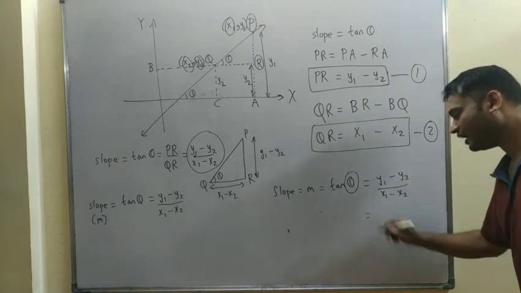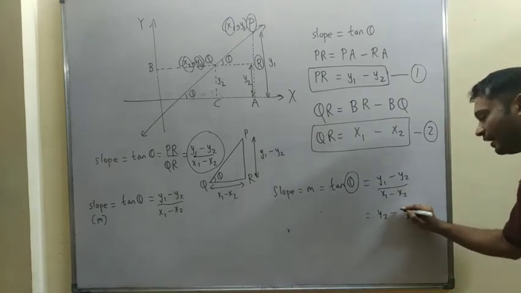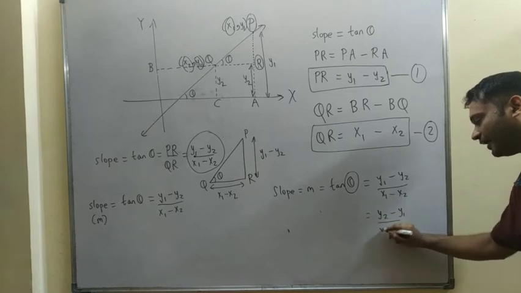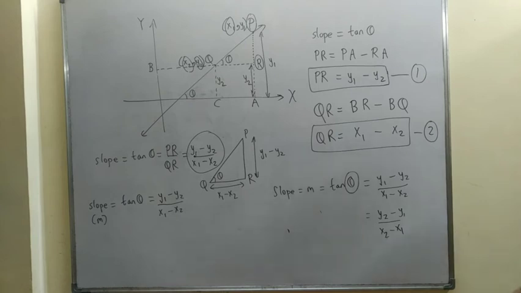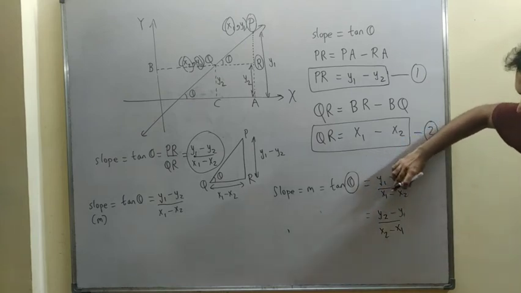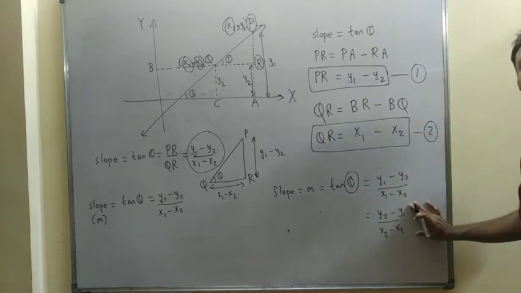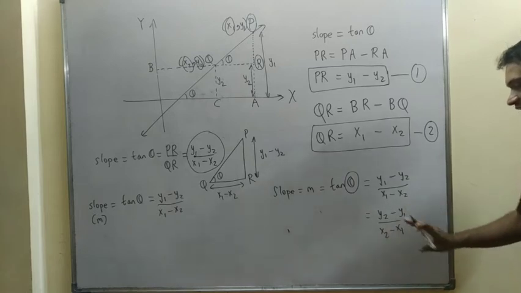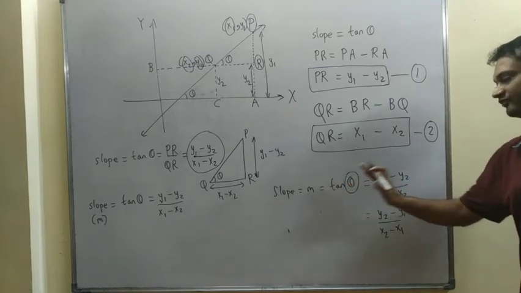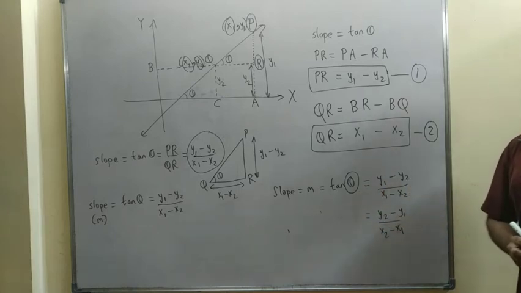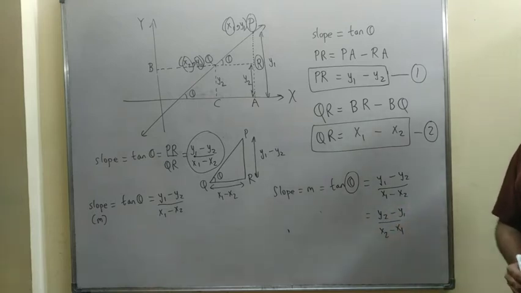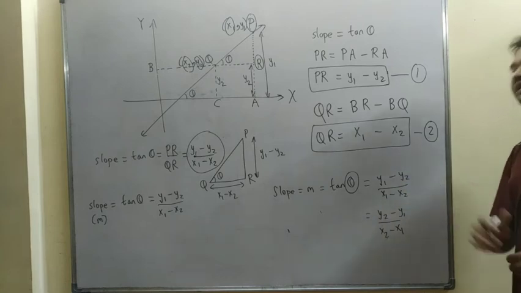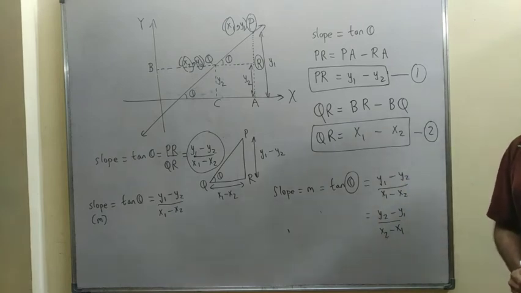Sometimes we write it another way, which is y2 minus y1 upon x2 minus x1, because these two are exactly the same. If I reverse the numerator and denominator signs, it does not make any difference. So we can write slope as m, which is tan theta, which is y1 minus y2 upon x1 minus x2, or we can also write it as y2 minus y1 upon x2 minus x1. So this is the basic idea and the formula for slope.